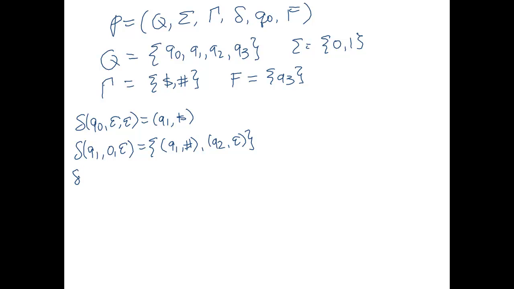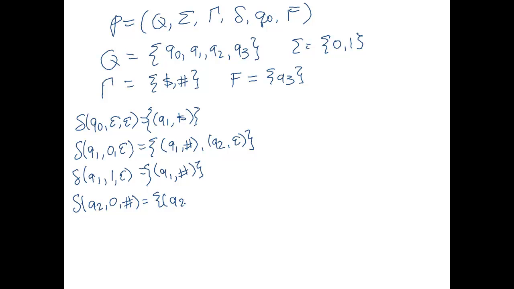Okay, delta of Q1, if I read a 1, here my only choice is, and I can make all of these sets just to be precise, my only choice here was to stay in Q1 and push a pound. Okay, so now we have some transitions from Q2. If I'm in state Q2 and I read a 0 with a pound symbol on the stack, then I'm going to go back to Q2 and I'm going to push nothing to the stack. It's the same transition from Q2 on a 1.